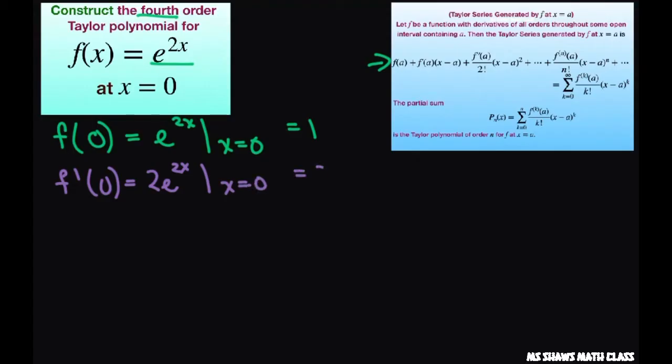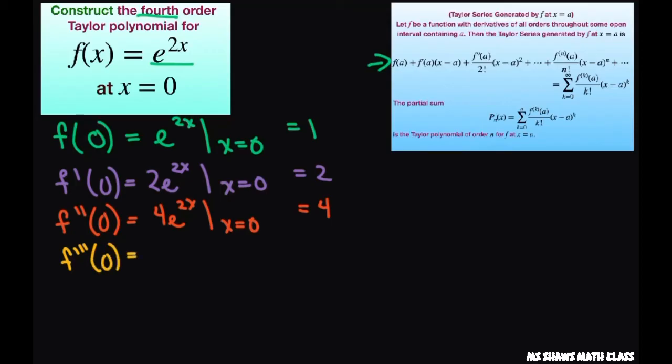And that equals 2. And the second derivative is going to be 4e to the power of 2x. Evaluate this at x equals 0, we get 4. The next one is the third derivative of our function, which gives me 8e to the power of 2x. Evaluate this at x equals 0. This equals 8.